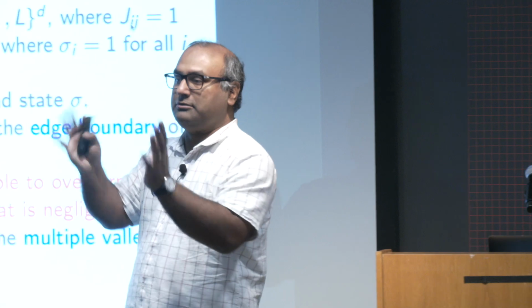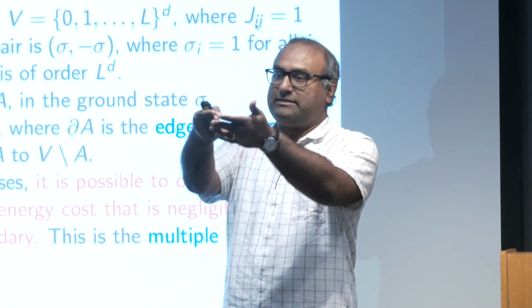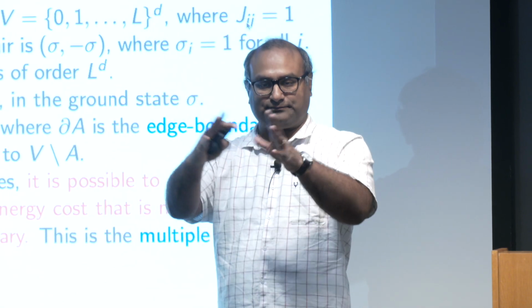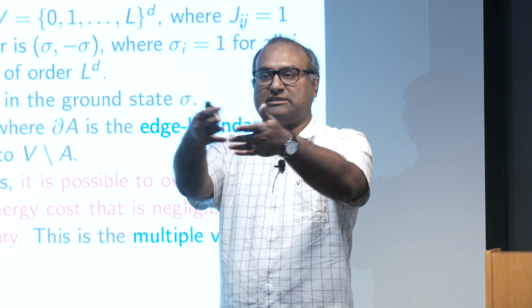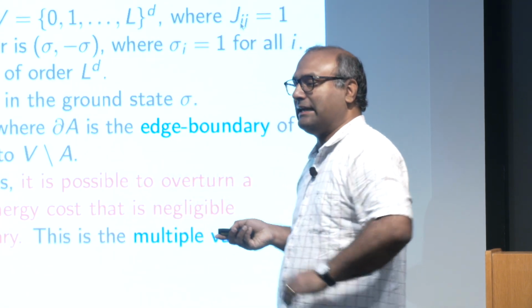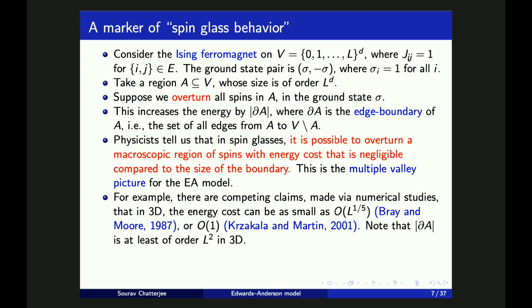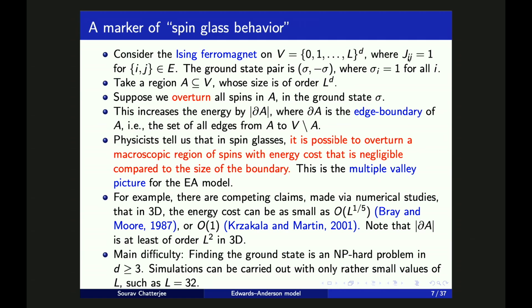In the Ising model, you overturn a region of spins, and the increase in energy is just the size of the boundary. In spin glasses, it's believed that there are these regions where you can overturn all the spins, and the contribution is much smaller than the size of the boundary. So for example, how much smaller? There are competing claims made by numerical studies that in 3D, the energy cost can be as small as L to the 1/5 or even order 1. And the size of the boundary is of order L squared in 3D. Okay, so it's much smaller than the size of the boundary. But the main difficulty is that there's an NP-hard problem, and it's really so.